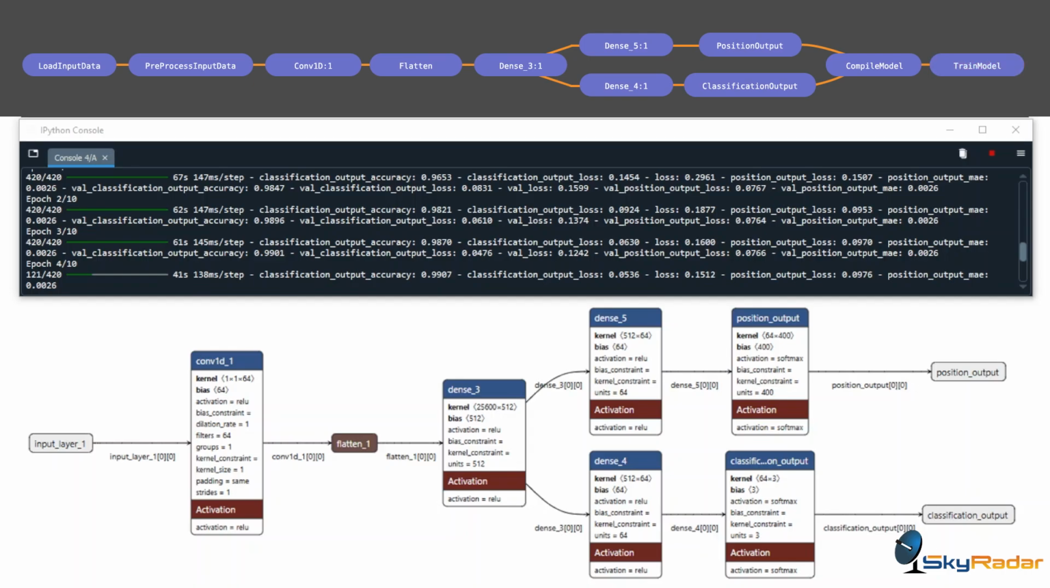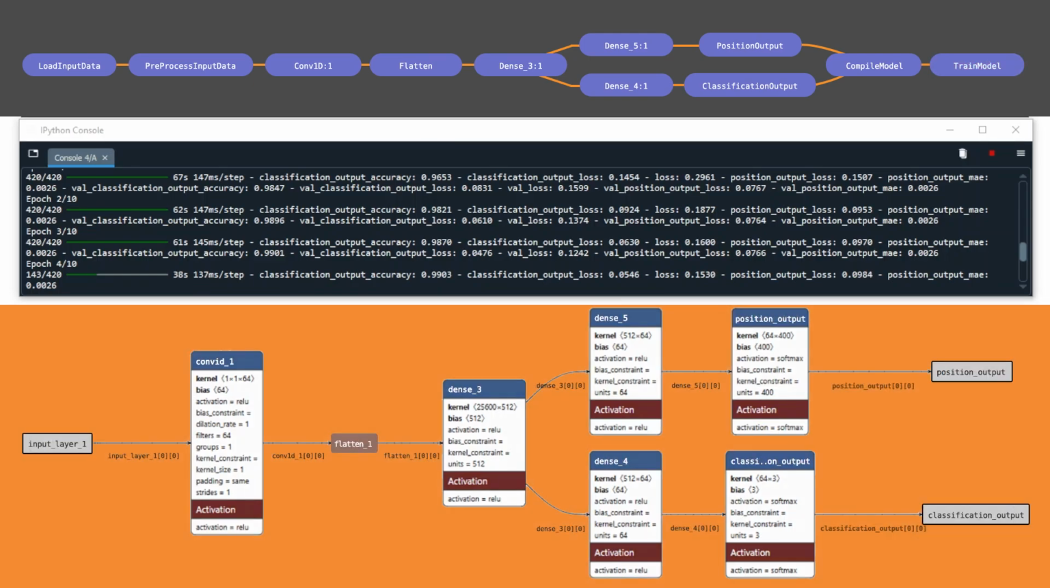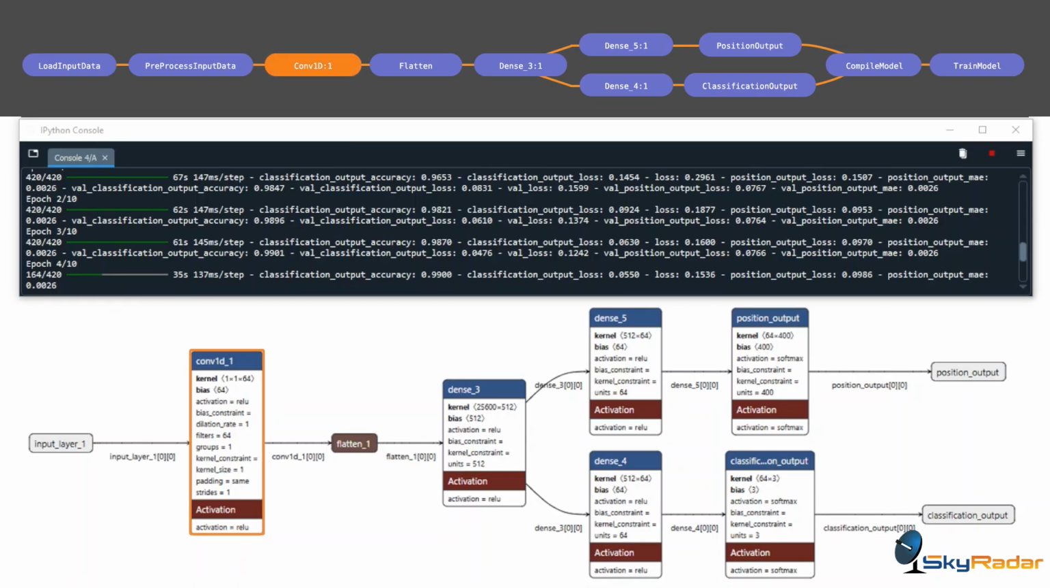Now, let's take a closer look at the third figure, which provides a detailed breakdown of the model architecture. The conv1D block is defined with a kernel size of 1 by 1 by 64, meaning it processes one-dimensional data with 64 filters. It also includes 64 biases, and the output is activated using a ReLU activation function, which introduces non-linearity to the model and helps it learn complex patterns. The next block is the flatten block, which reshapes the data into a 1D vector, preparing it for the dense layers. The dense 3 block contains 512 neurons and 512 biases, using another ReLU activation function to learn high-level features.